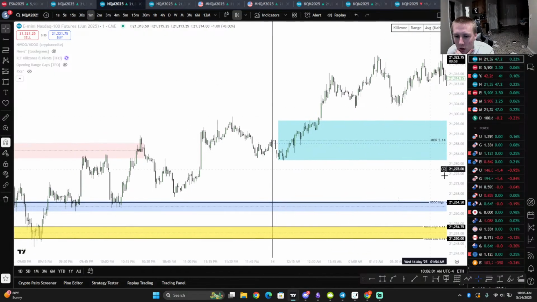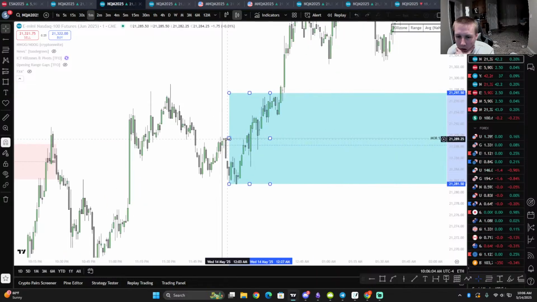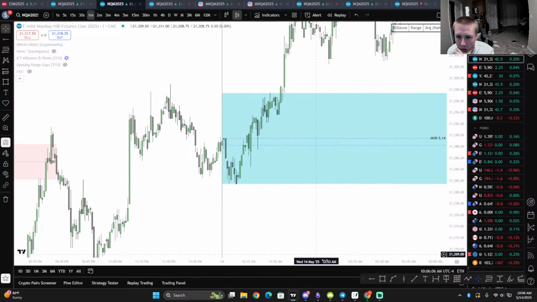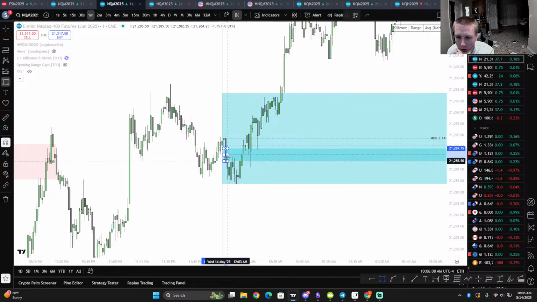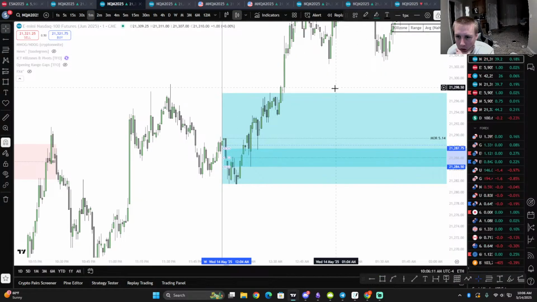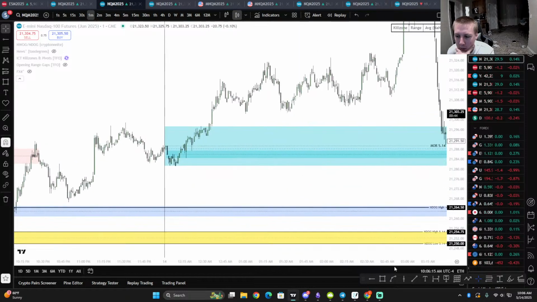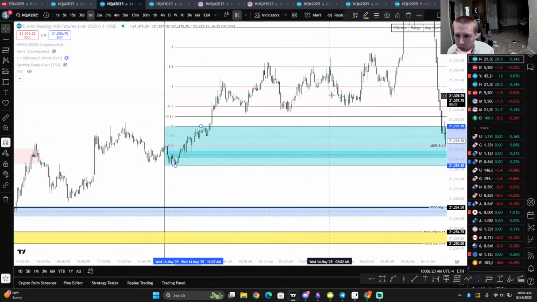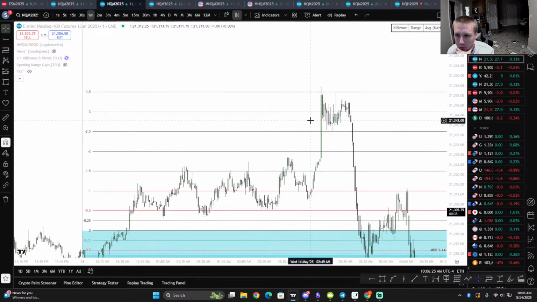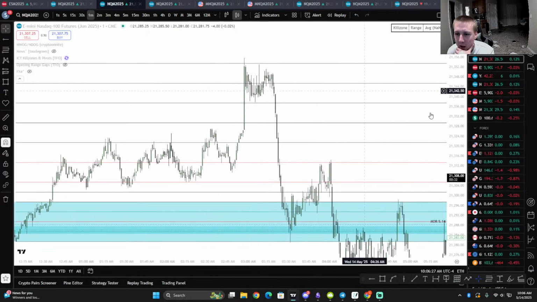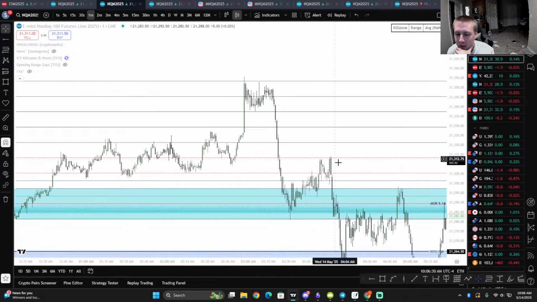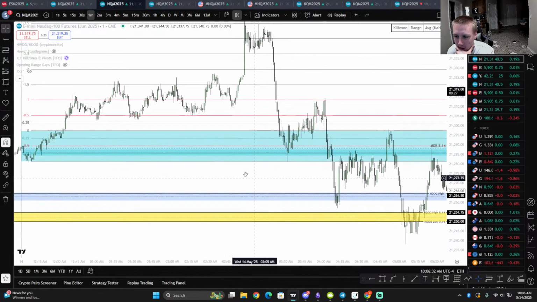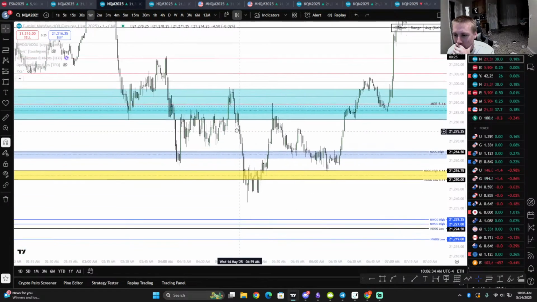Yeah, I never even marked out midnight opening range. I didn't even think about it. Wow. Negative 3.5 hit. Oh, look at -1.